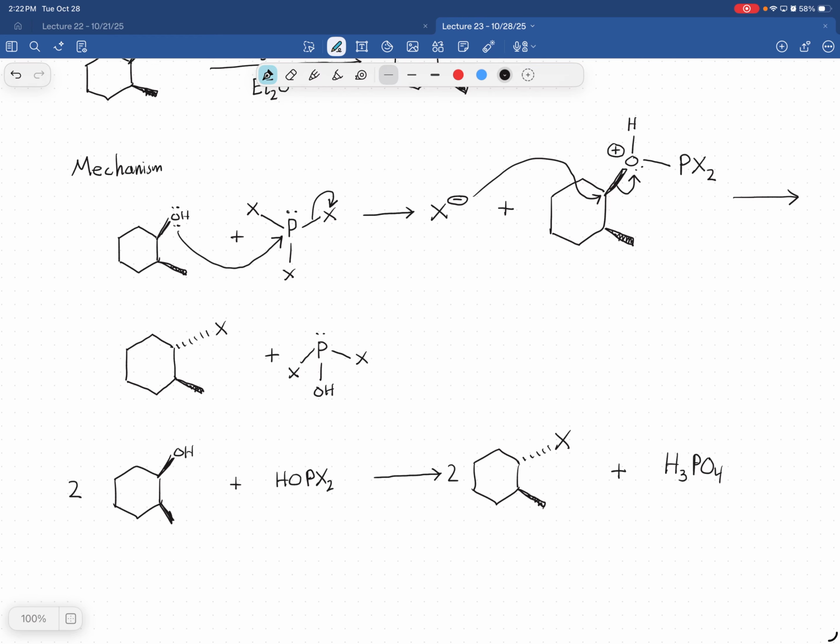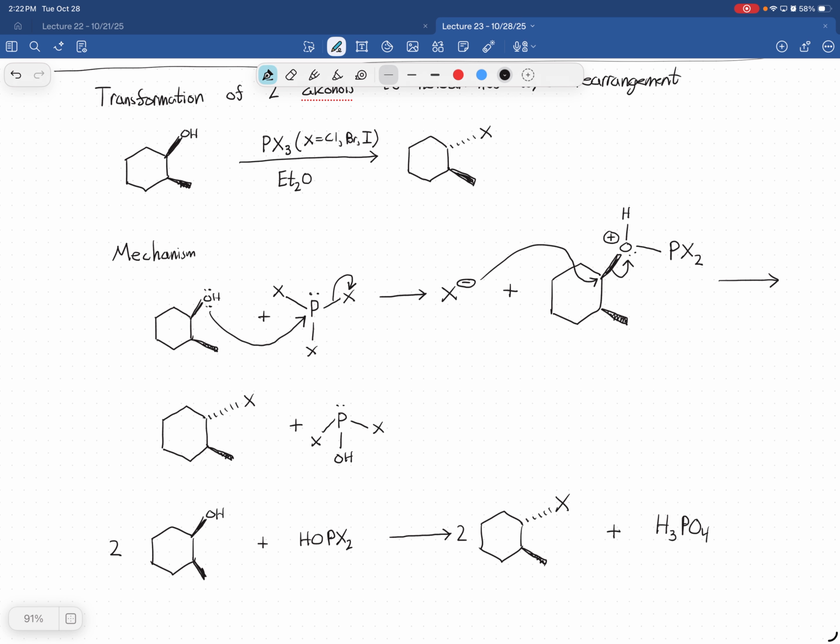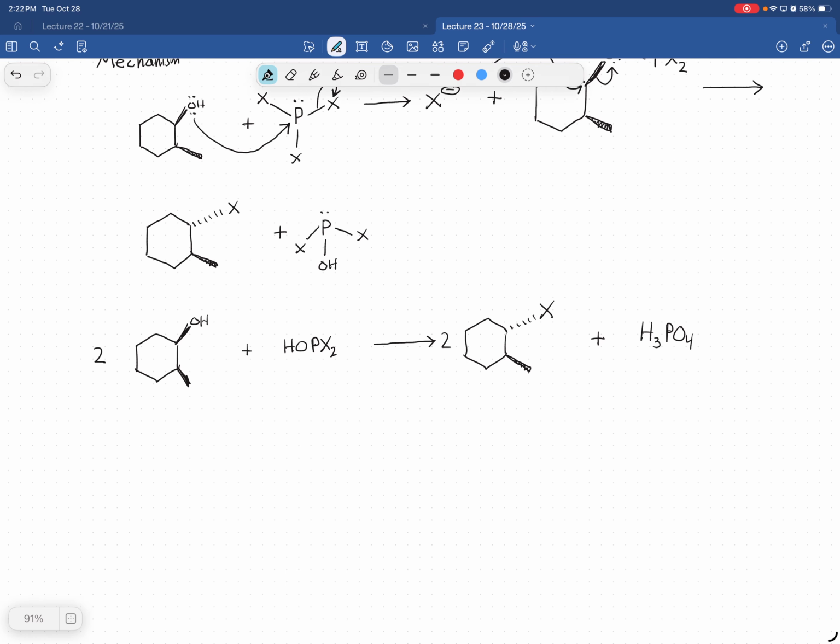All right. Are there any questions on that example? There's two more transformations I want to go over. Two more useful ones. But are there any questions on using PX3 here? So PX3 could be PCl3, PBr3, or PI3. Doesn't matter which one.